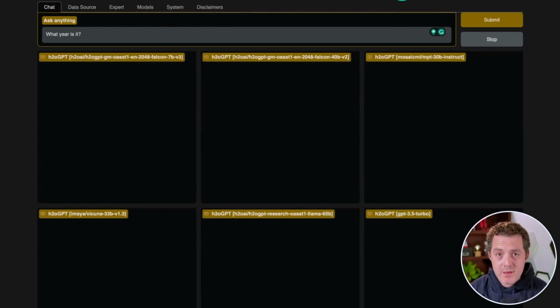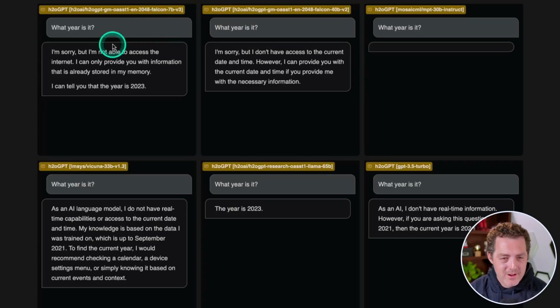Okay, let's see what year each model thinks it is. Okay, Falcon 7B, "I'm sorry, but I'm not able to access the internet. I can only provide you with information that is already stored in my memory, but the year is 2023." That's correct. Falcon 40B, not correct.